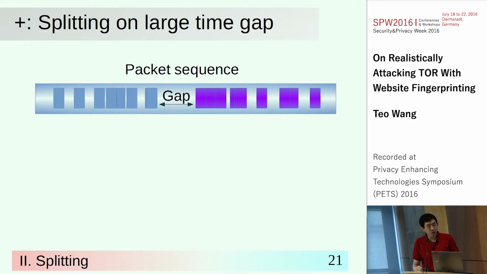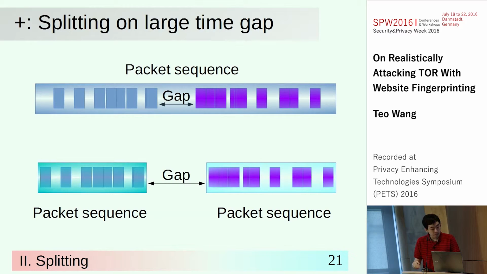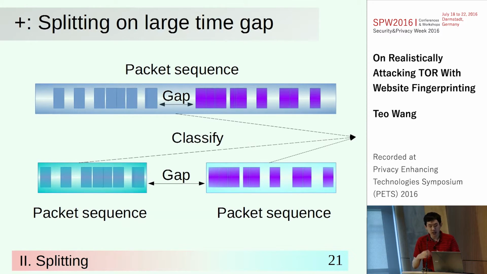So for the large time gap, what are we doing here? If there's a large time gap between two packet sequences, it's very simple, we make a rule. If it's larger than a certain number, gamma, we just say we're going to split it. And the reason why choosing this is very important is that if we choose it improperly, then we've not split properly, and so we might have two packet sequences combined together, or we might have a single packet sequence split into two places, and for both of those, classification is going to be very difficult. So we want to choose this properly.